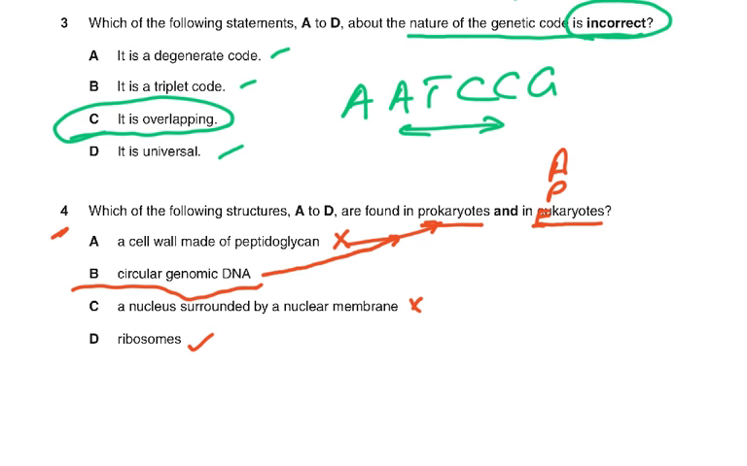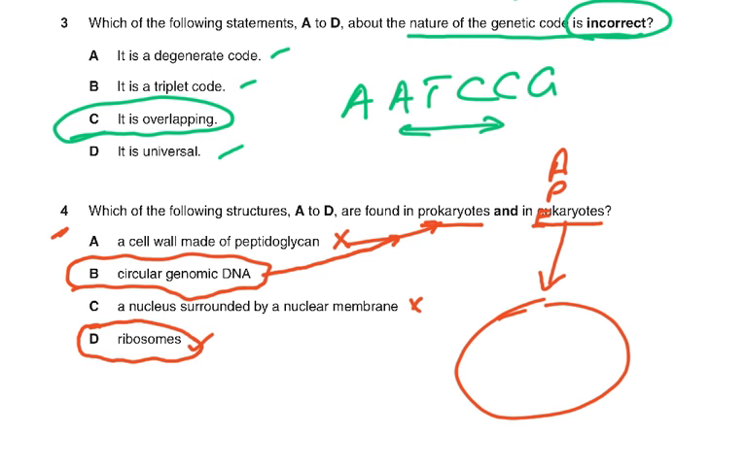But why should B not be the answer? The answer is of course D. But why should B not be? In fact, the answer should have been B and D. Why? Because if you look at it, eukaryotes have mitochondria in them, and mitochondria have circular genomic DNA.